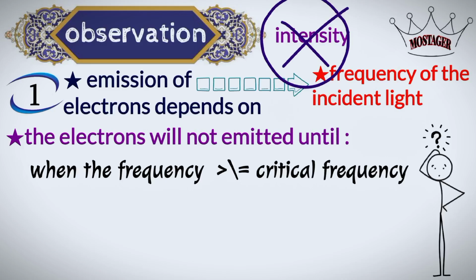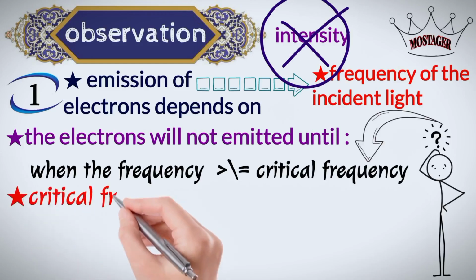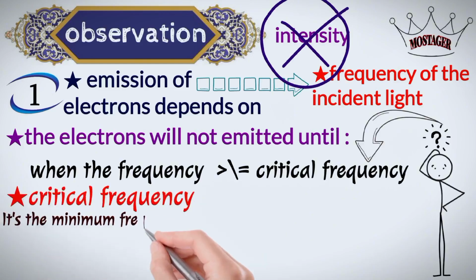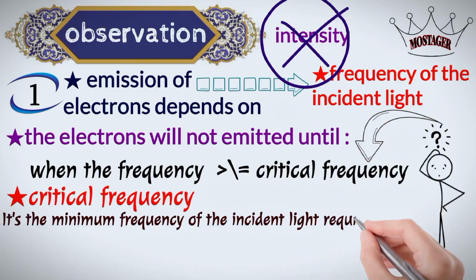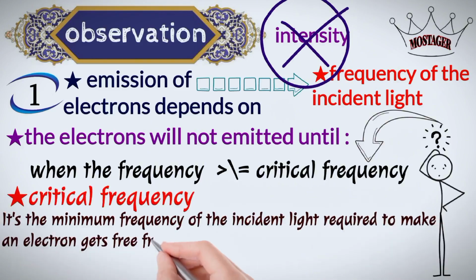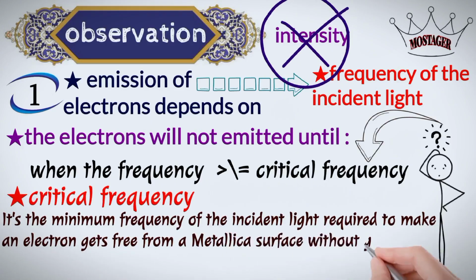The critical frequency depends on frequency, not intensity. The definition of critical frequency is the minimum frequency the incident light requires to make an electron get free from the metallic surface without gaining kinetic energy.